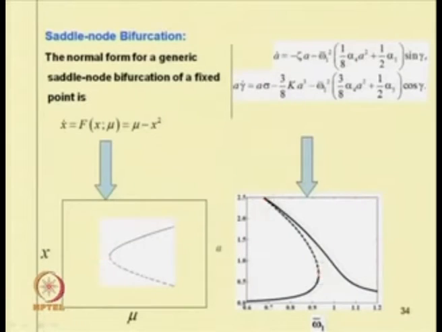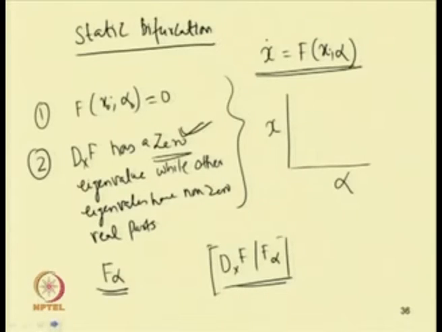Already we know the saddle node bifurcation point, pitchfork bifurcation point, and transcritical bifurcation points are static bifurcation points. A static bifurcation point should satisfy two conditions. First, for this first order system x dot equal to f(x, alpha), where alpha is the control parameter, f(x0, alpha0) should be equal to 0. Here x0 is the equilibrium solution corresponding to alpha equal to alpha 0. Second, dxf has a 0 eigenvalue, while other eigenvalues have non-zero real part.